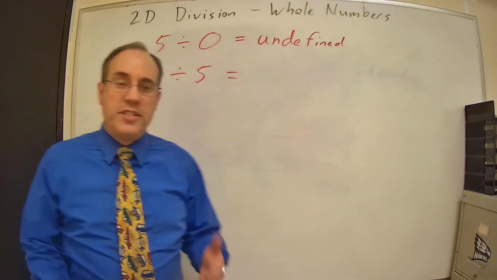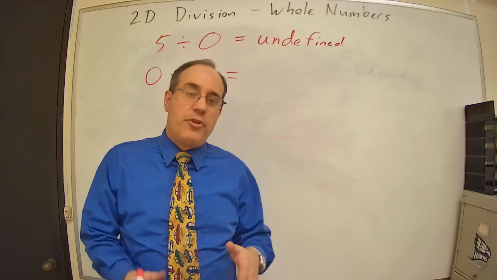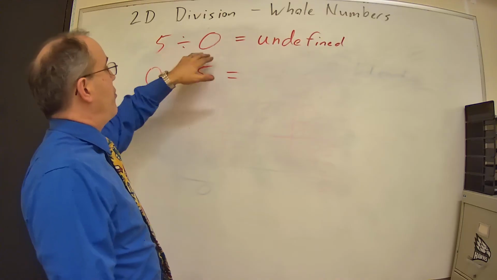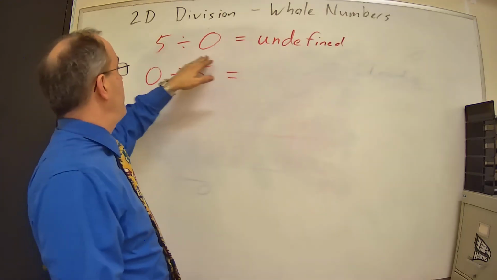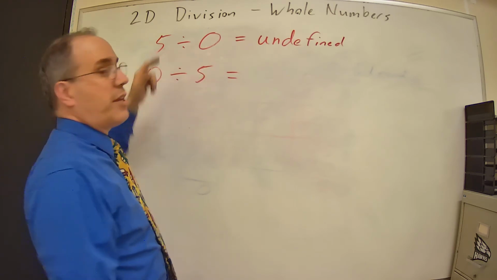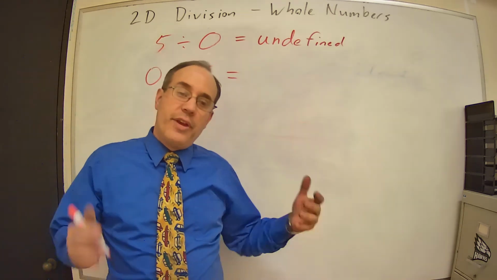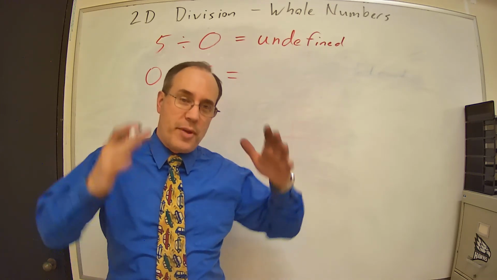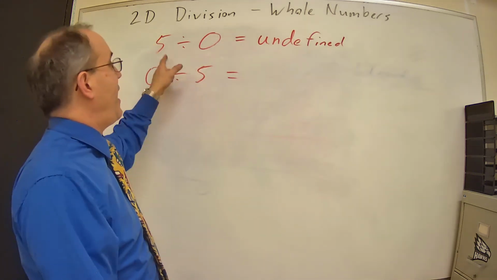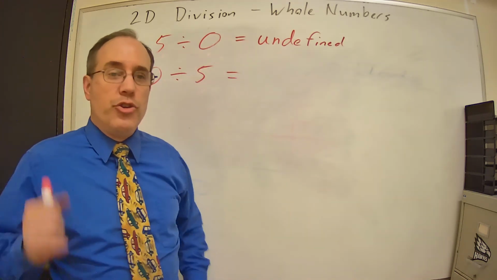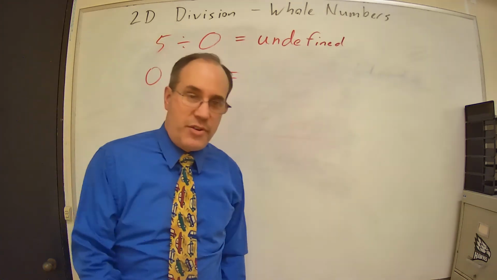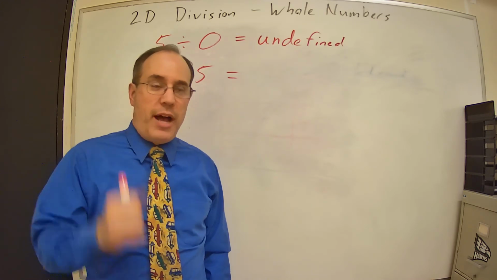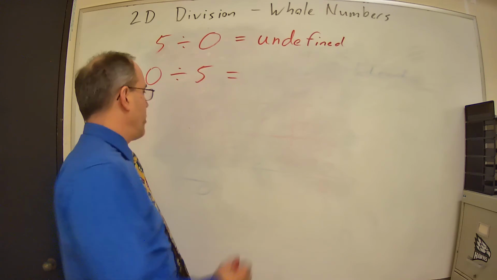Well, if you think about it, we said when multiplying, any number times 0 gives you 0. So if we were thinking of this as a multiplication problem, 0 times what number gives us 5? There is no number that I can multiply 0 by that gives us 5 because any number multiplied by 0 gives me 0. So it can't happen, so this is undefined. You cannot divide by 0. Let me state that again. You cannot divide by 0. I'm going to put that on the board.